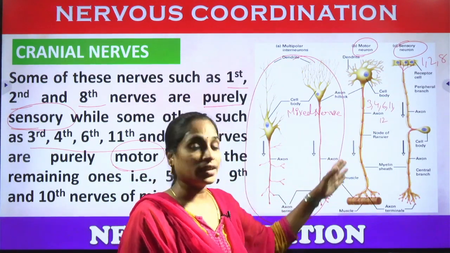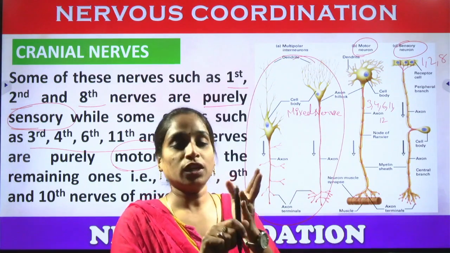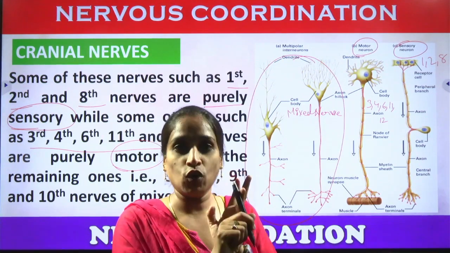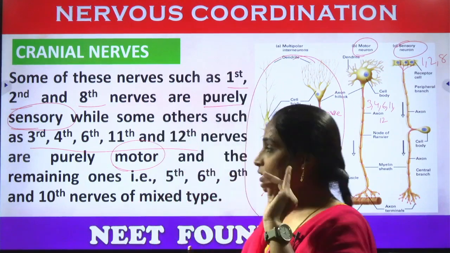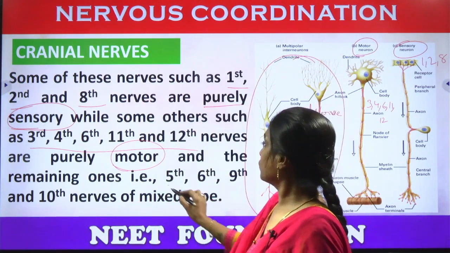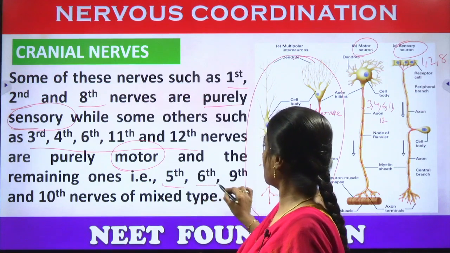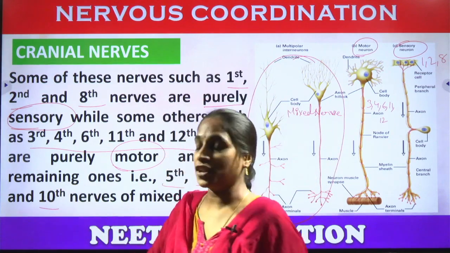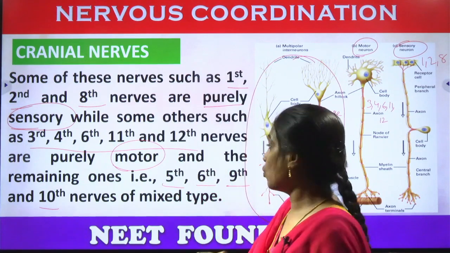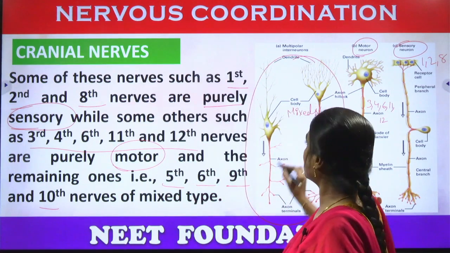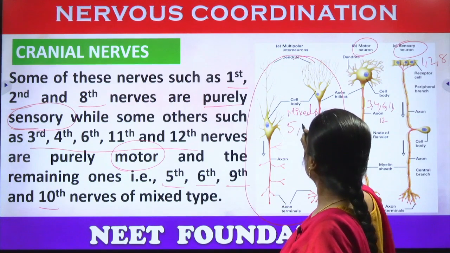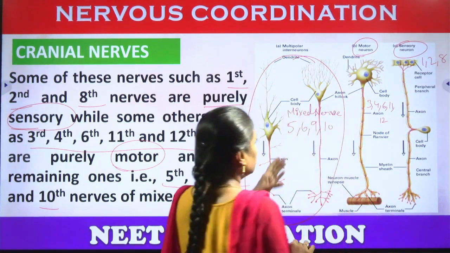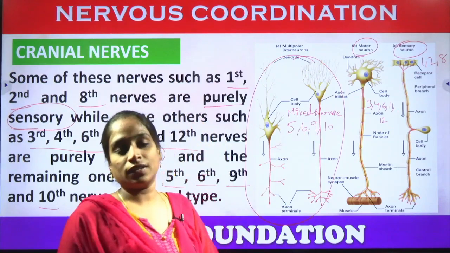These are attached to two types of muscles. One is the voluntary muscle and the other is the involuntary muscle. And the third type of nerves, what are they? The 5th, 6th, 9th and 10th pairs of cranial nerves are the mixed nerves. 5, 6, 9 and 10. So these 5, 6, 9 and 10 are the mixed nerves.